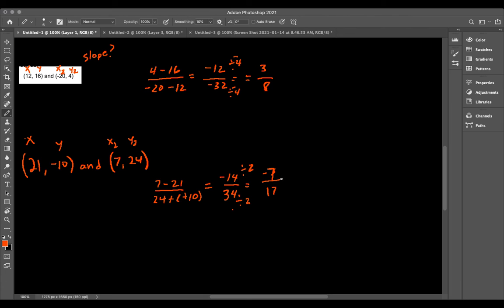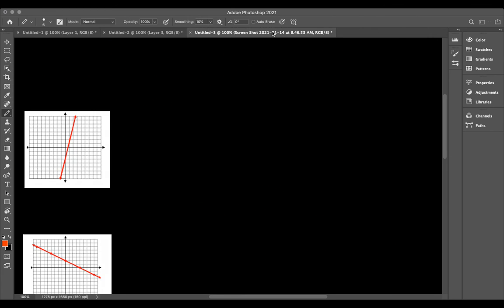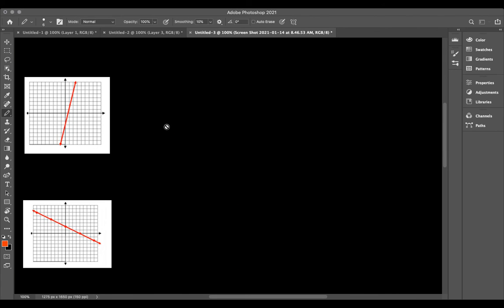Negative 7 over 17. Now again, remember, there are labels to each one, so there are different rates to each one. It's really going to make sense once we start doing some word problems and things like that. Okay, so let's try a couple more. All right, so we have some graphs here, so let's use these graphs to work these kinds of problems. Let me make another layer too, so you guys can see my work.